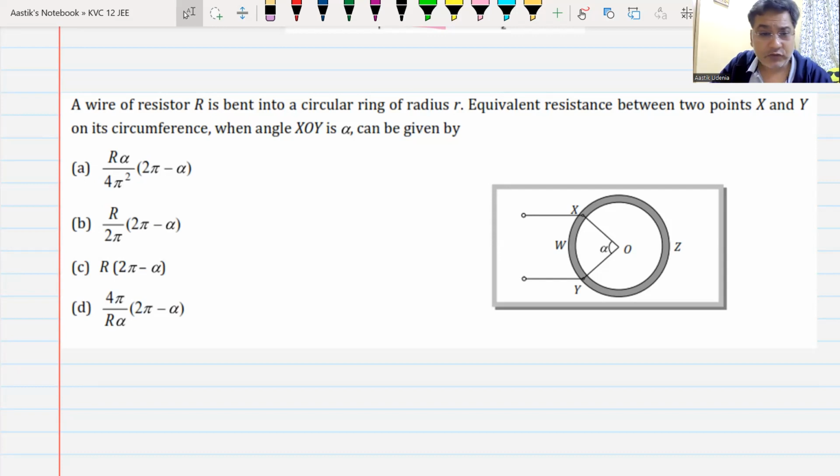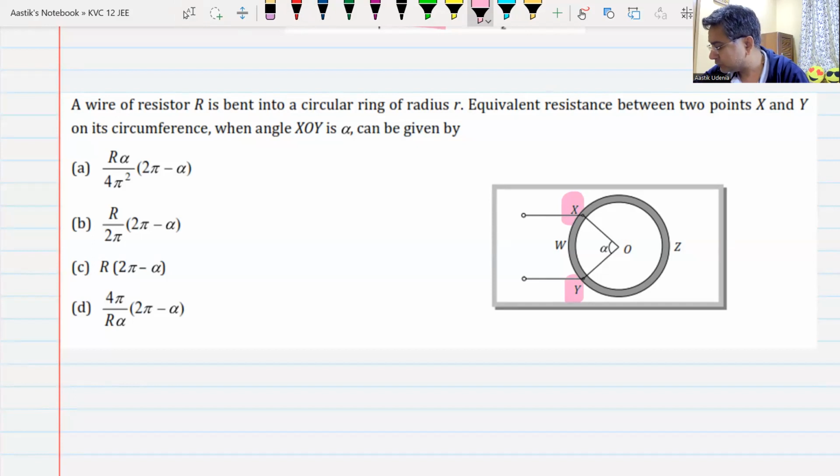Okay, I'll give you 2 minutes to do this. Okay, so how are we supposed to solve this? Any idea, anyone? I have to find the resistance between these 2 points, X and Y. How are you going to find it? Please give me some ideas. No one has any idea? It's a simple series parallel combination. I have to find the equivalent resistance between X and Y. How will I find it?